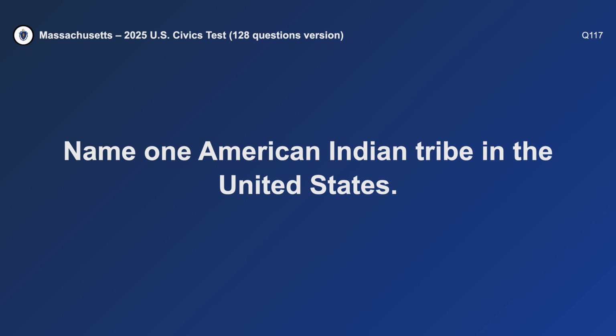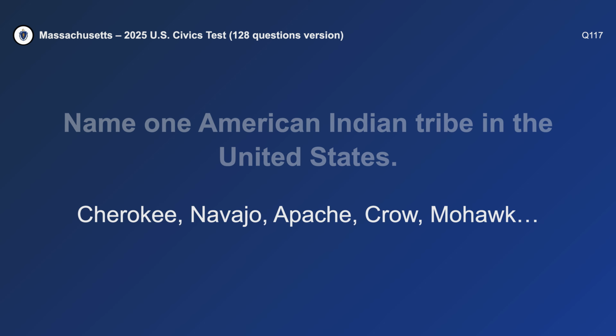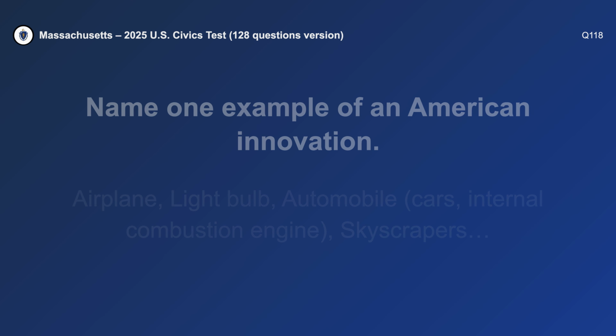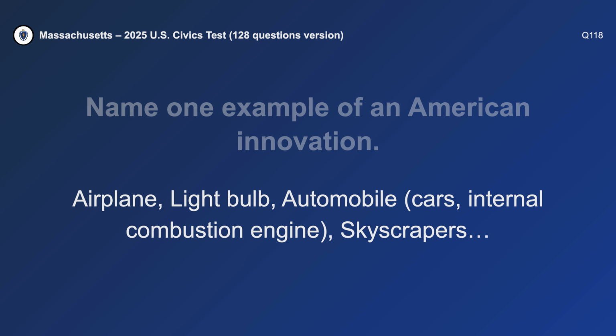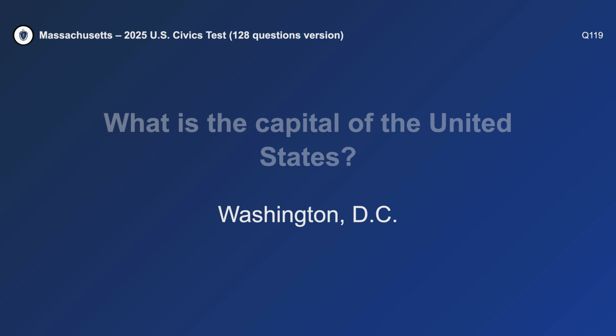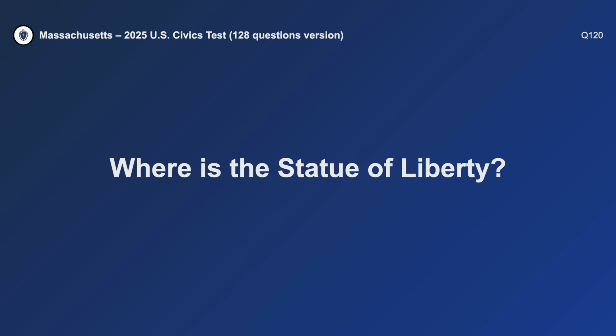Name one American Indian tribe in the United States. Cherokee. Name one example of an American innovation. Airplane. What is the capital of the United States? Washington, D.C. Where is the Statue of Liberty?